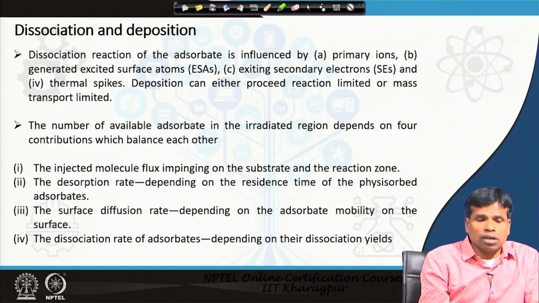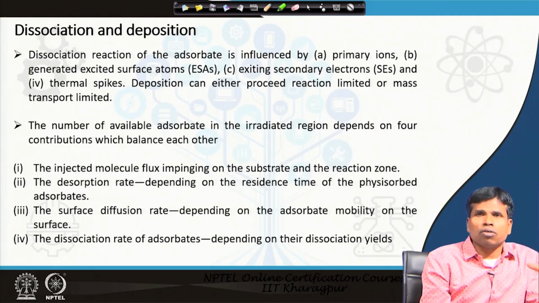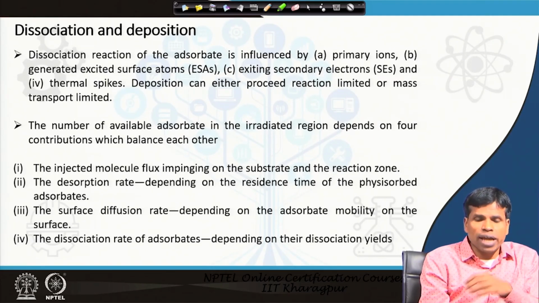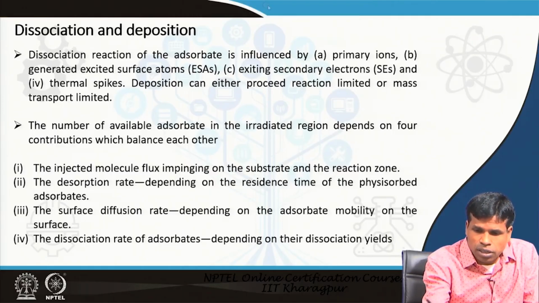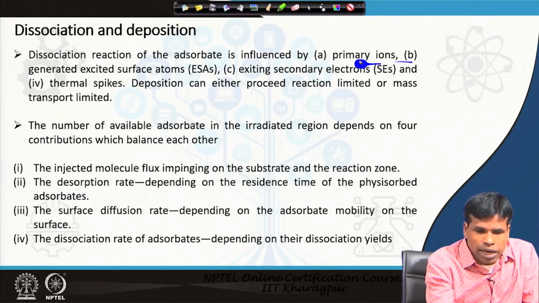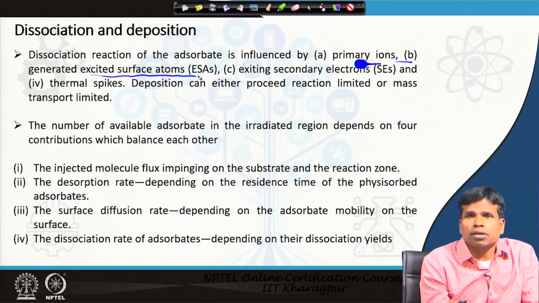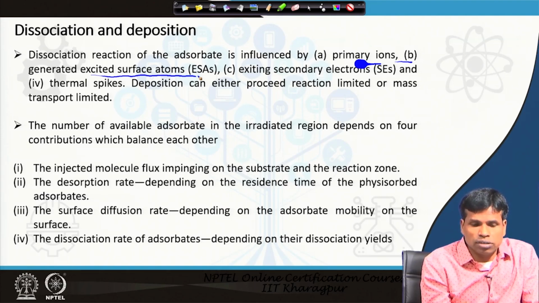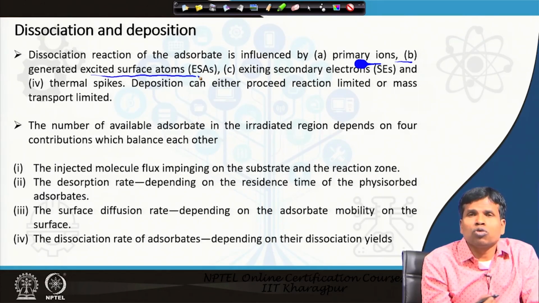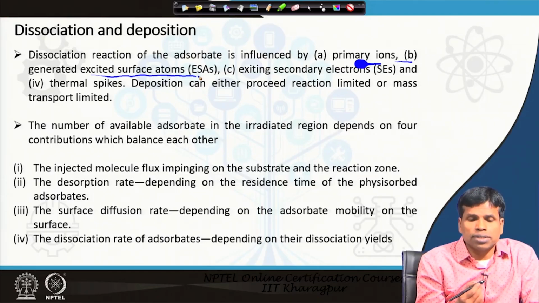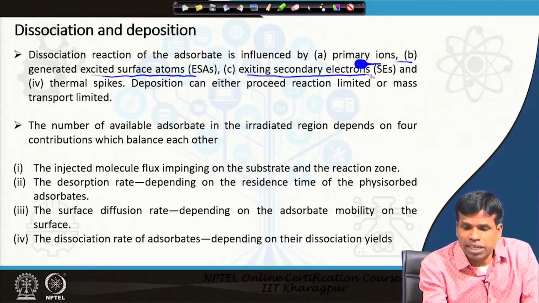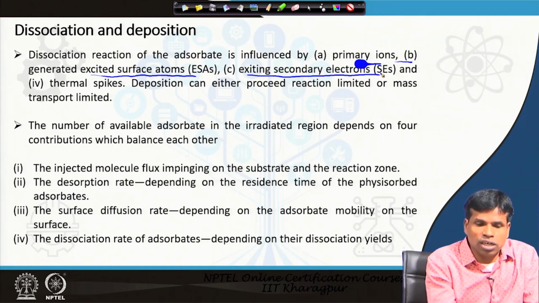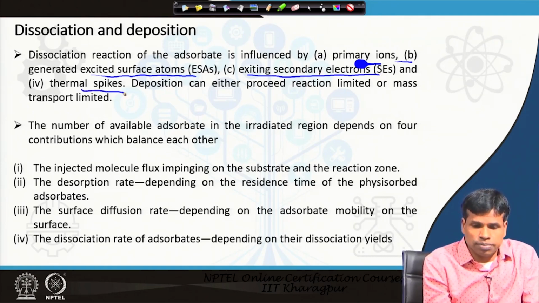Dissociation and deposition: first, the organometallic compounds coming as a precursor will adsorb on the specimen, they will be dissociated, and deposition will occur. The dissociation reaction depends on the energy of the primary ions, and on the excited surface atoms generated. Some of the atoms generated do not have enough energy to come out of the specimen, so they will also participate in the reaction. Ejected secondary electrons will also participate in the dissociation, and some temperature rise occurs in the process.